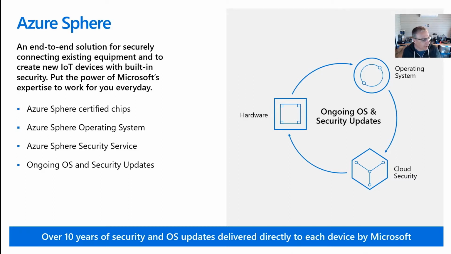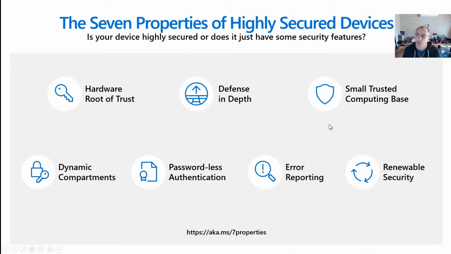In terms of security, you should really think about security in a number of different domains. In fact, there's a paper that's been written called The 7 Properties of Highly Secure Devices, and the 7 properties are listed here. We're not going to spend time on that in this session. There's a link at the bottom of the page, aka.ms/7properties. If you're considering building a secure IoT system, go read that paper and then compare the security of the system you are going to be building against those 7 properties. And obviously, Azure Sphere complies with the 7 properties. Dave, back to you.